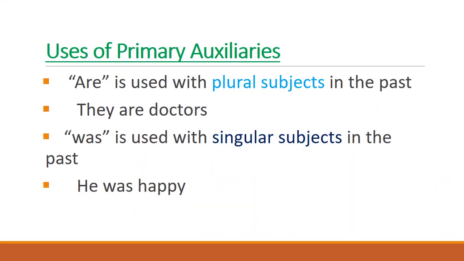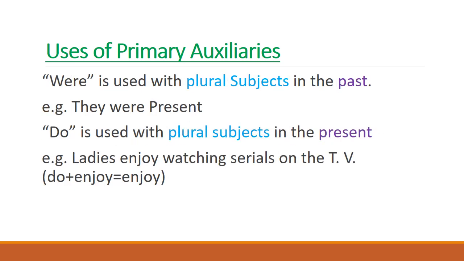Plural subjects and singular subjects. Are is used with plural subjects in the present. Example, they are doctors. Was is used with singular subjects in the past. He was happy. The singular subject is he. Were is used with plural subjects in the past. Example, they were present. The plural subject is they.